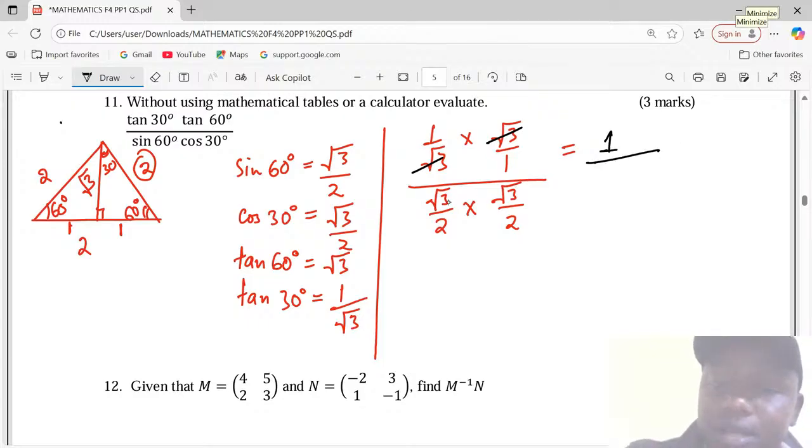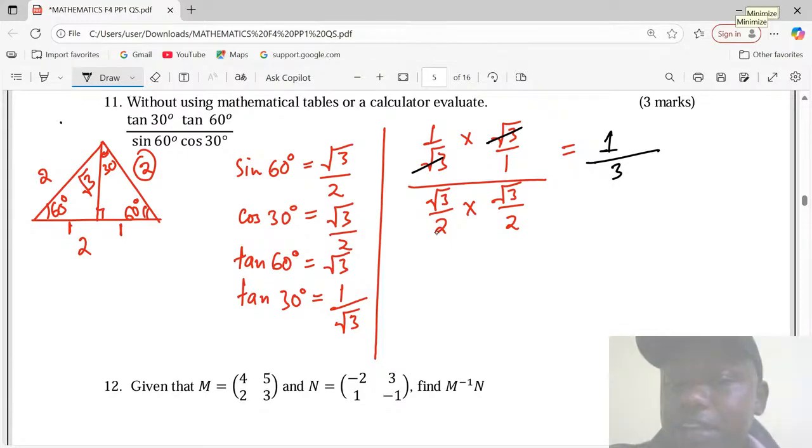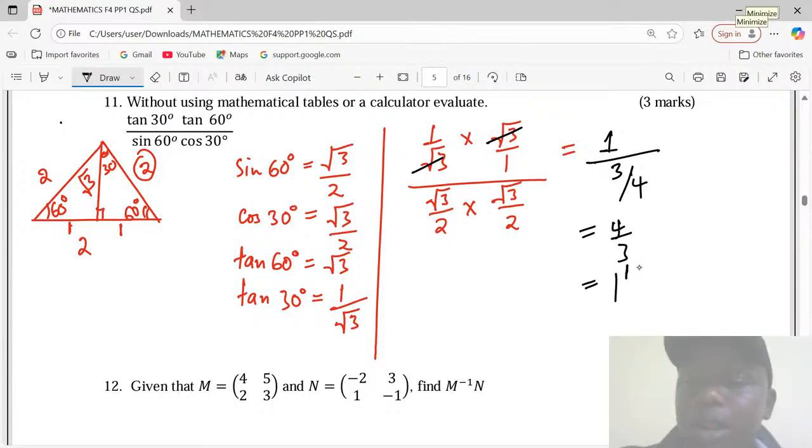Divide by root 3 over 2 squared, whereby root 3 times root 3 is root 9, and the value of root 9 is 3. Then 2 times 2 is 4. So we are having 1 divided by 3/4. It's like the reciprocal of 3/4, which is 4 over 3. 1 and 1 out of 3.